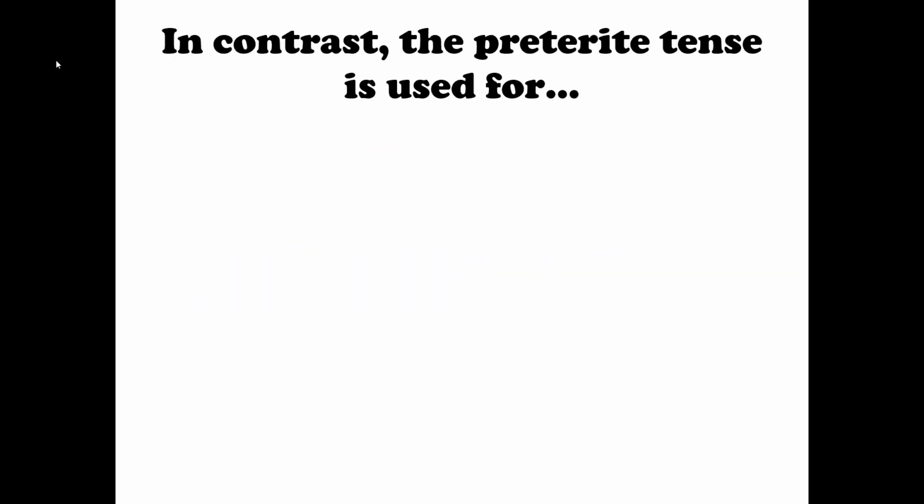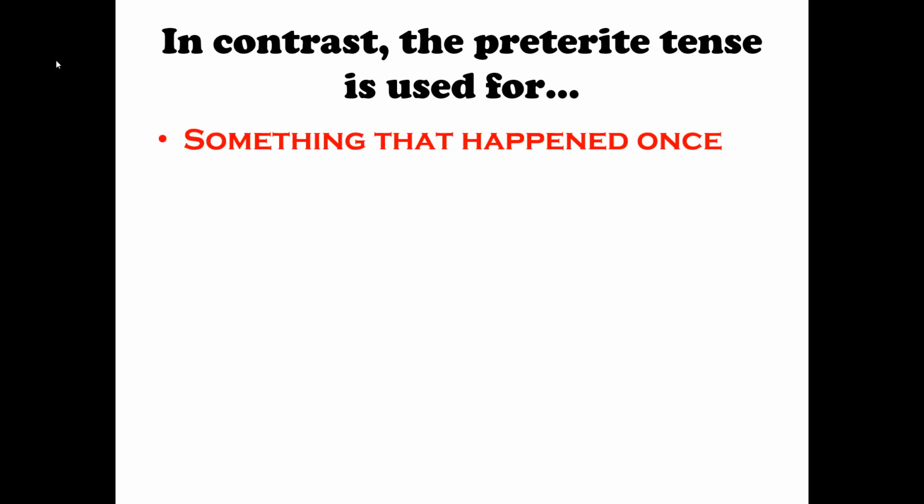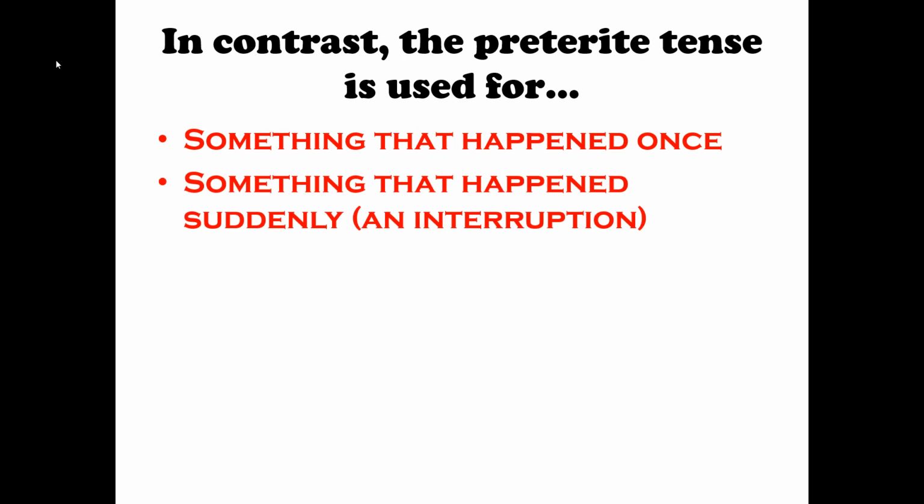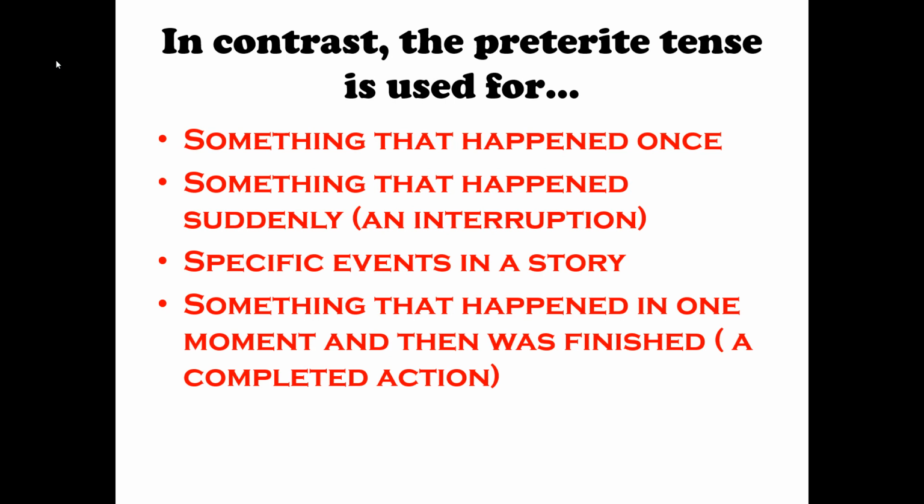And the preterite, the one that we learned at the beginning of the year, the red one, is used for something that happened one time in the past, something that happened suddenly, was an interruption in that long green squiggly line, for specific events in the story, or for something that happened in one moment and then it was finished. It is a completed action. These are some different uses of that past tense.